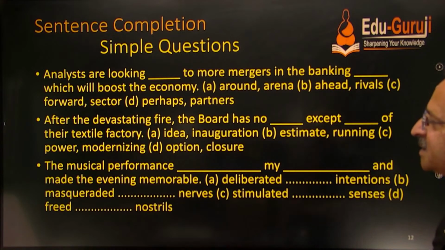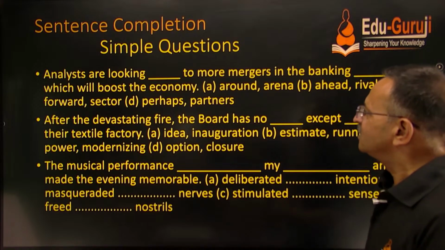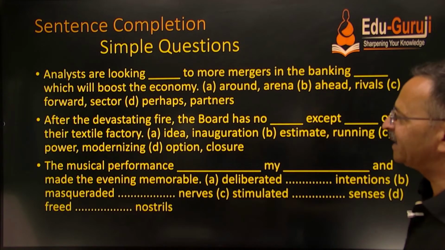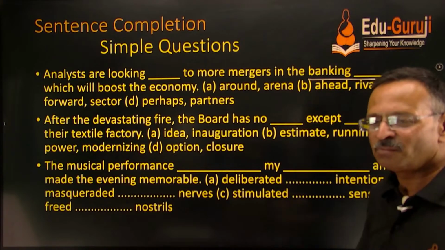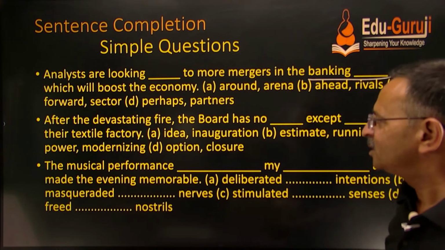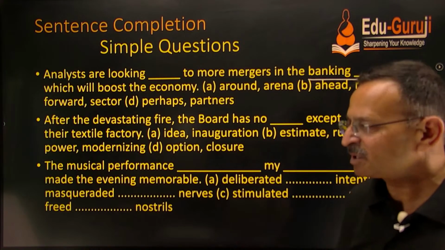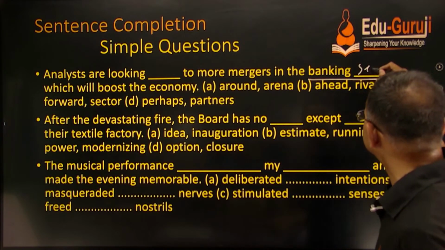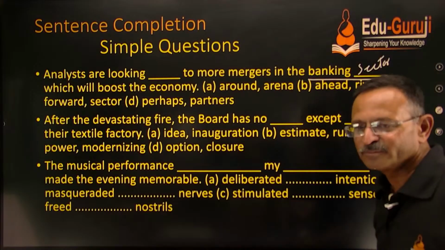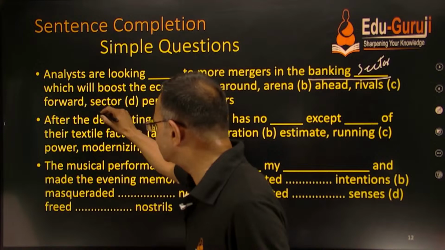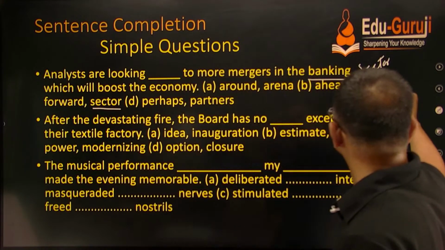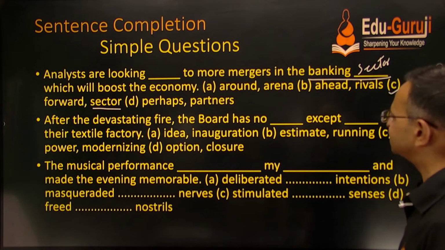Now another is, analysts are looking to more mergers in the banking. So obviously, if someone has been in the commerce field, or if one is reading the newspaper, one can easily say banking sector. So the one way is easily forward. You can see, okay, the sector is here. So the answer could be, the C would be the best answer.